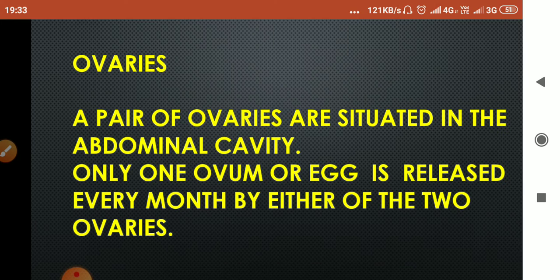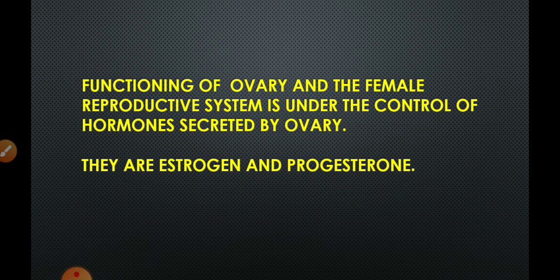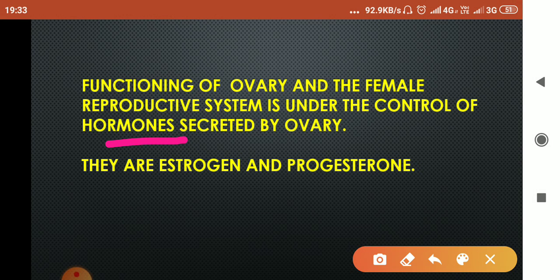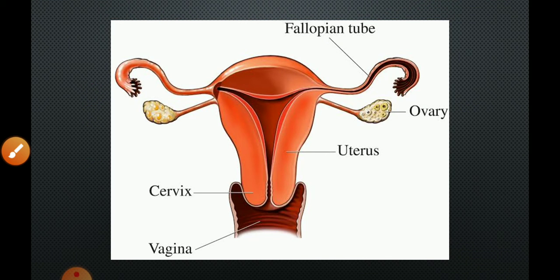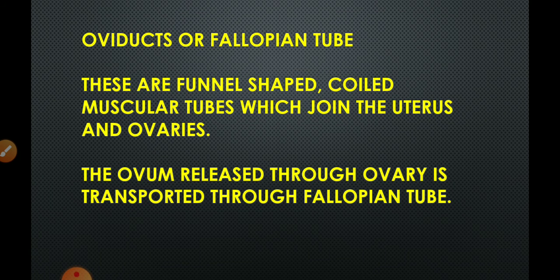Now children, let's see some more points. Functioning of the ovary and the female reproductive system is under the control of the hormones secreted by the ovary, and these hormones are estrogen and progesterone. Children, here you can see that this is the female reproductive organ. Now let's see some more structures.